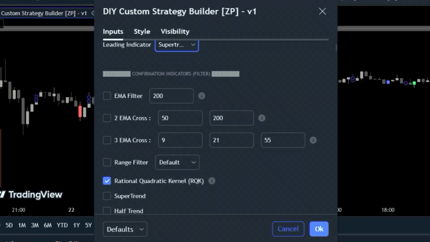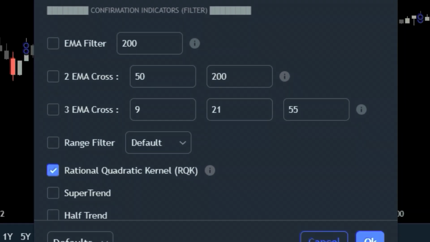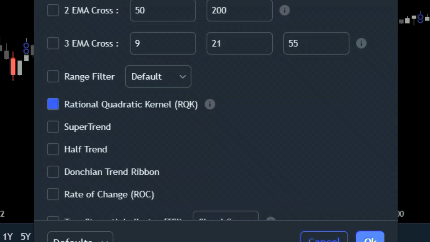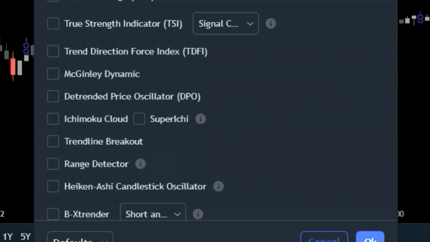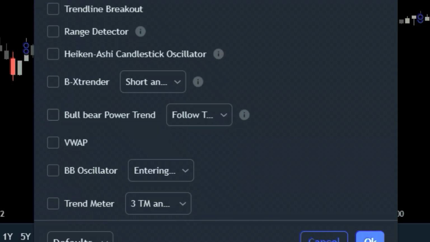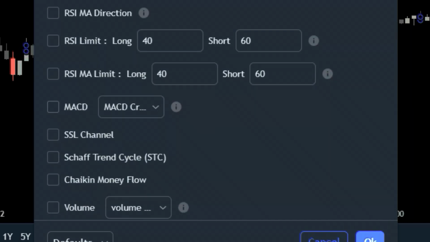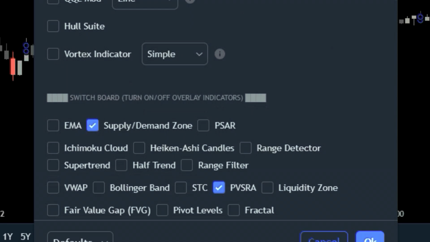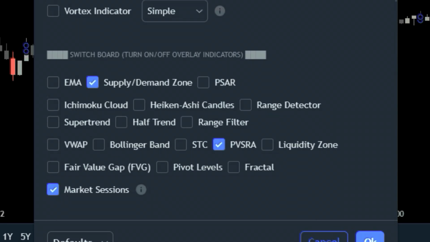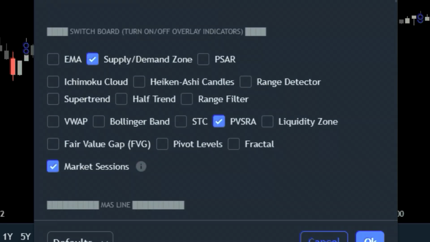Now for our confirmation indicator, we'll pick the reliable EMA option and switch off the others to keep it neat and focused. Moving on, let's heat up the switchboard section and handpick the indicators we want to see on the chart.